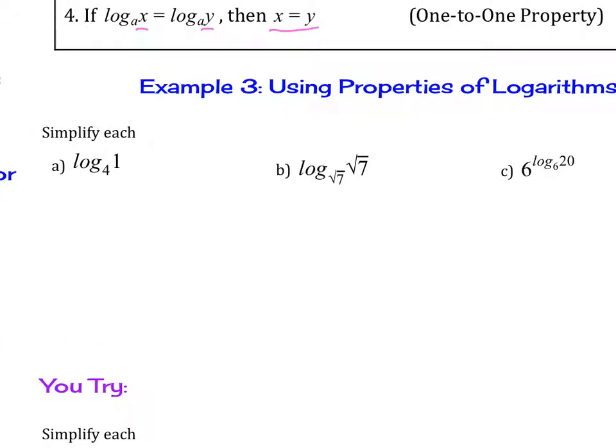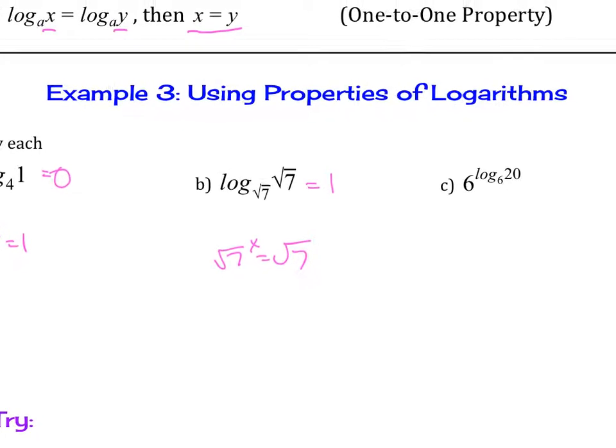So we have log base 4 of 1. Again, I think about 4 to what power equals 1, and so this answer is 0. And then, of course, you can remember the property as well. That works too. This is log base root 7 of root 7, and so that's just going to be 1, because root 7 to what power equals root 7, and that is just 1.